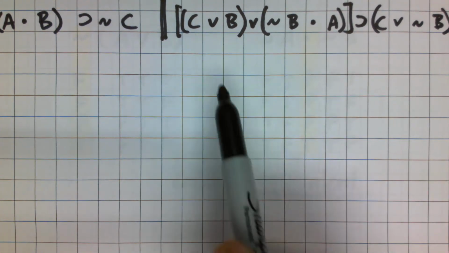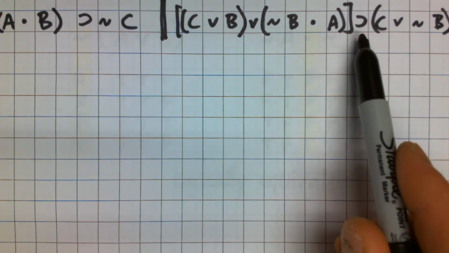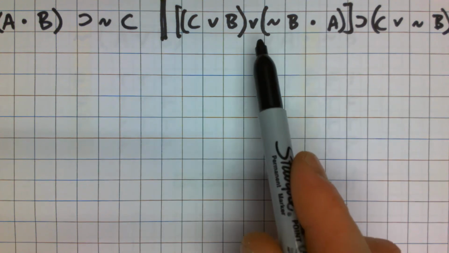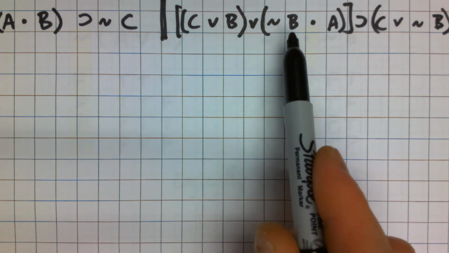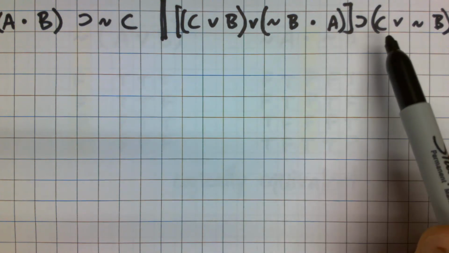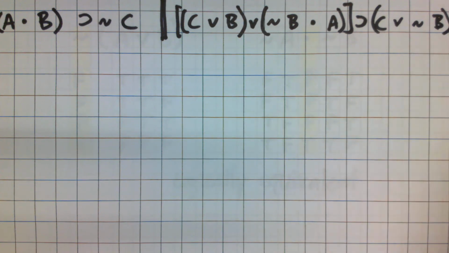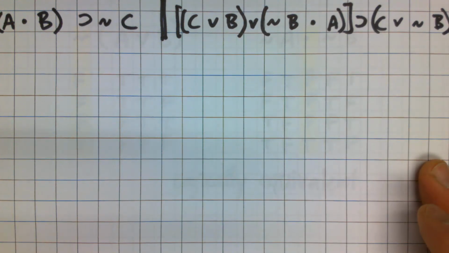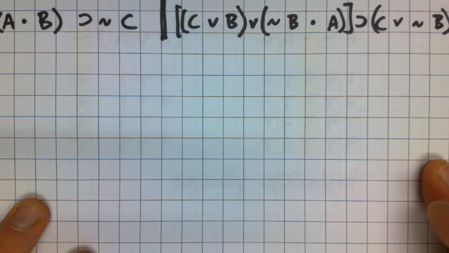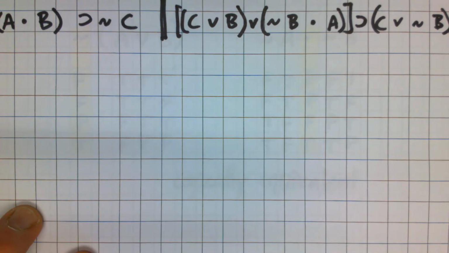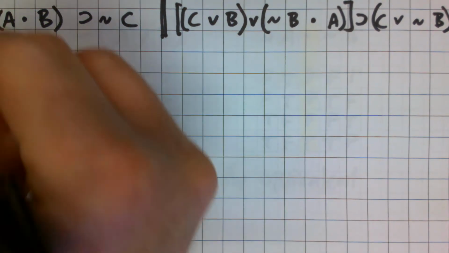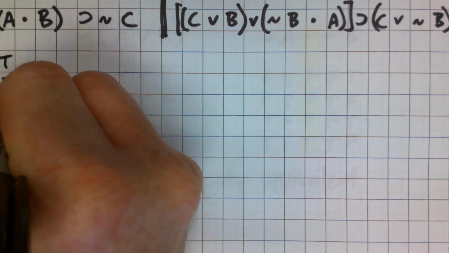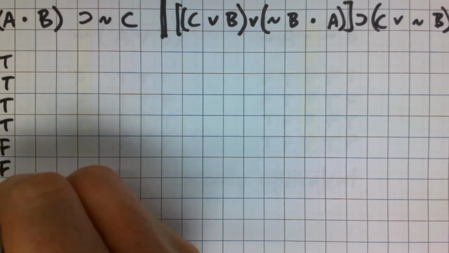So the second formula is a conditional claim. The way that I would read it is that if either C or B, or both not B and A, then either C or not B. Okay, so we have 3 atomic propositions in both formulas. And so I'm going to need 8 lines in my truth table. And so I'm going to start by putting 4 trues and 4 falses under my first atomic proposition.